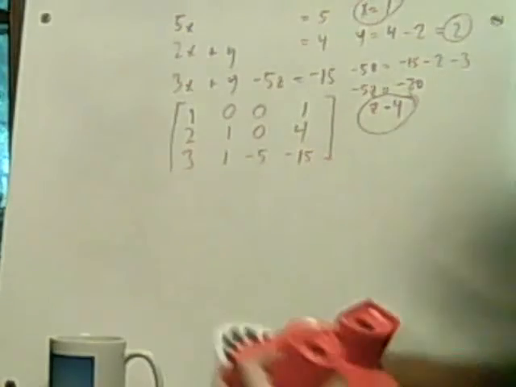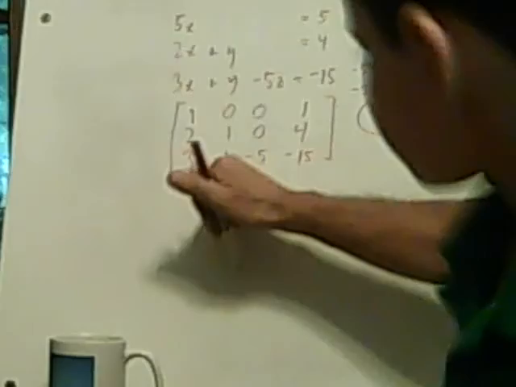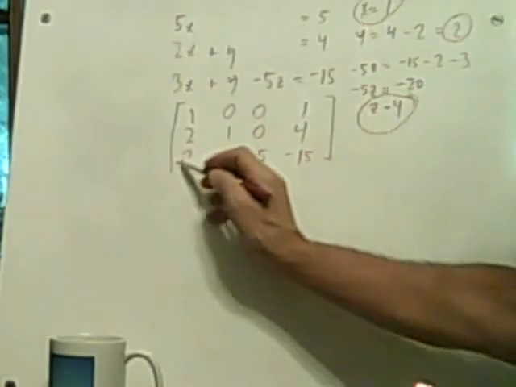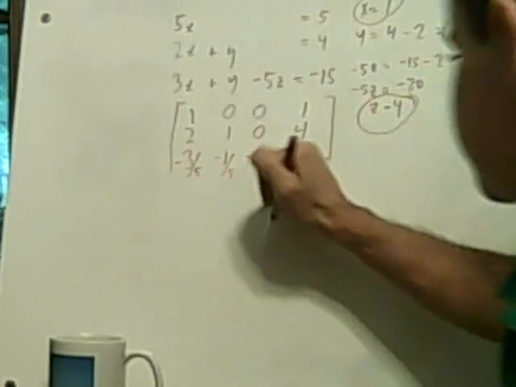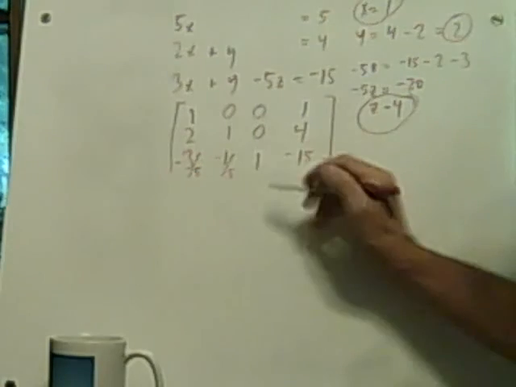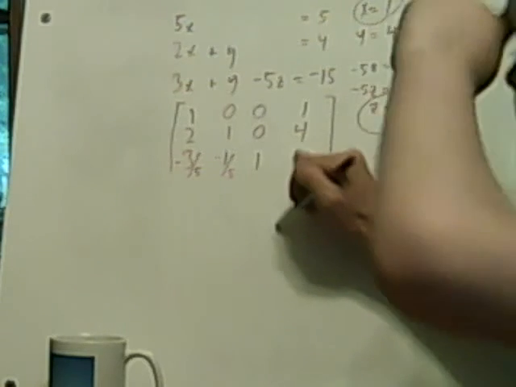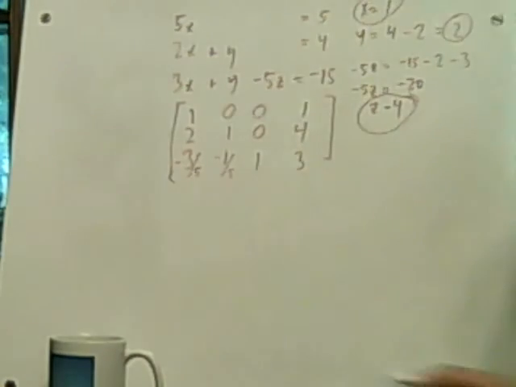Now, what I was supposed to do is multiply the third row by negative 5. So this would be negative 3/5. This would be negative 1/5. This would be a 1, and this would be a 3. Okay? And that would put this into triangular form. Now, it's not exactly the triangular form that they were asking about.